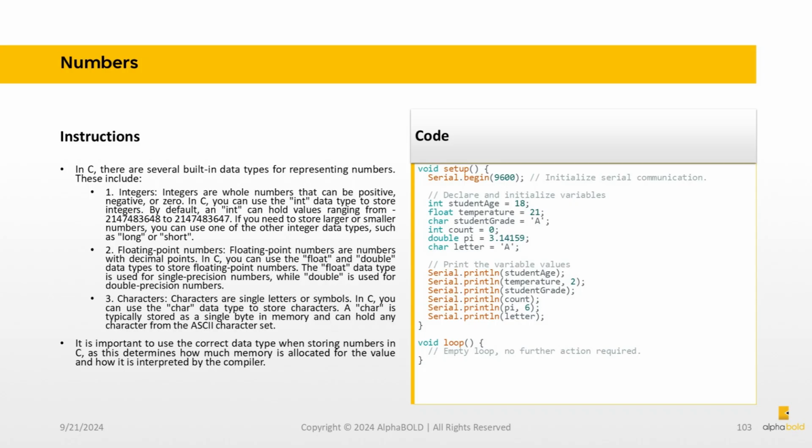In C, there are several built-in data types for representing numbers. These include: 1. Integers. Integers are whole numbers that can be positive, negative, or 0. In C, you can use the int data type to store integers.